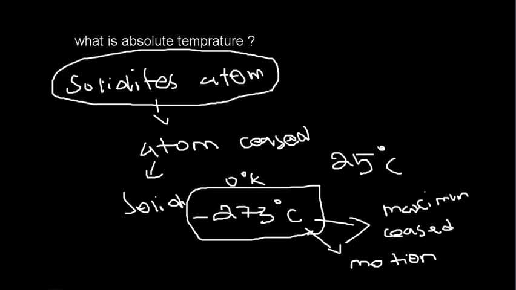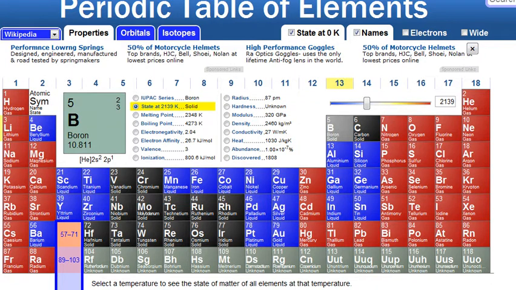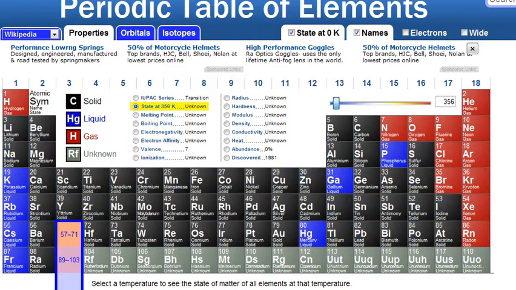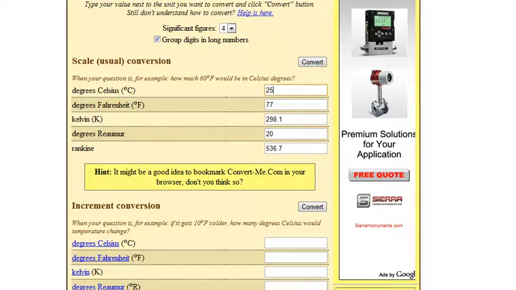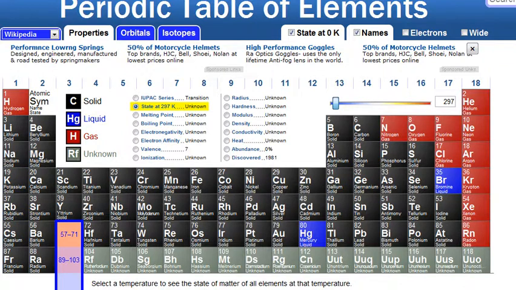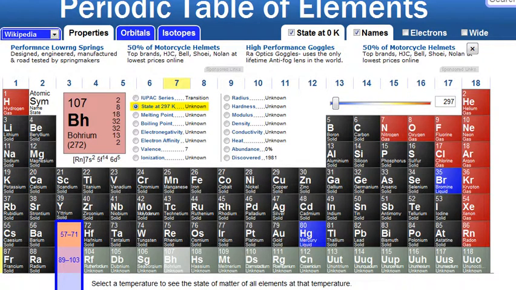So how is this going to happen? Let's see in the periodic table. The periodic table helps us understand chemistry, the properties of elements and everything. Let's say the temperature is 25 degrees Celsius. When it is 25 degrees Celsius, it's almost 298 degrees Kelvin. So let's put 298 degrees, because it is given on the Kelvin scale.